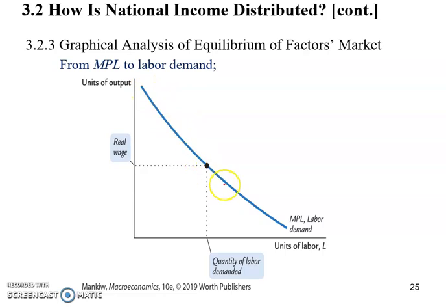And we find this a downward sloping curve because of, I hope you still remember, the law of diminishing returns. Okay, let me write it here. So this downward sloping curve tells us it's the law of diminishing returns to labor.